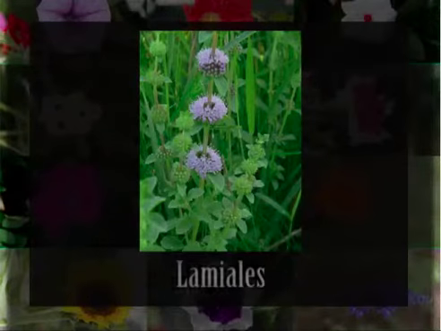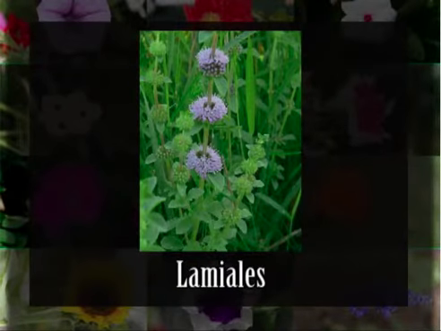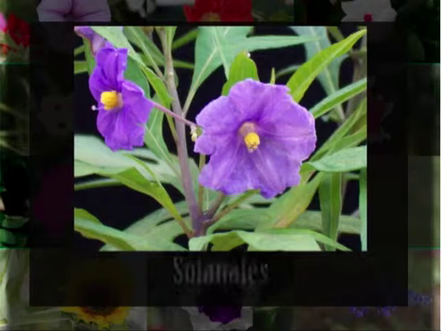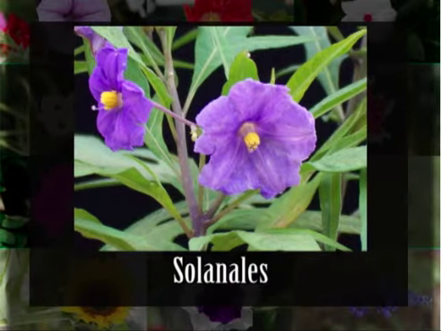This is followed by one more order by the name of Lamiales. Lamiales includes the common family Labiatae, the mint family, or the Scrophulariaceae or Plantaginaceae. These are the various families that have been included under the order Lamiales. This Lamiales is followed by one more common order by the name of Solanales, which includes families like Solanaceae, the potato family, or the Convolvulaceae.